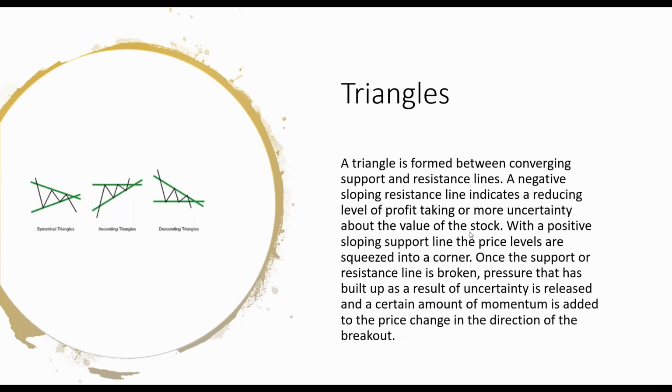A triangle is formed between converging support and resistance lines. A negative sloping resistance line indicates a reducing level of profit taking and more uncertainty about the value of the asset. With a positive sloping support line, the price levels are squeezed into a corner, and this is the crux of triangles. Price is being squeezed into a corner, an apex.